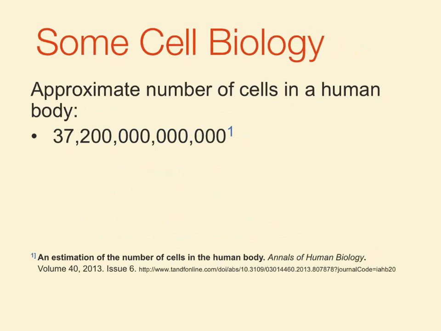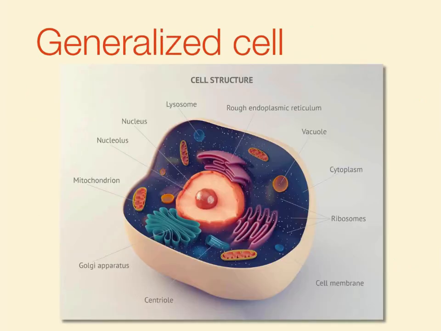All right, jumping into some biology. So here's a really interesting article written in 2013. The approximate number of cells in a human body is estimated around 37 trillion, a very large number of cells in our body. If we look at a generalized cell structure, most of the cells in our body are shaped somewhat like this. They have a nucleus where the DNA is housed, and we'll be looking more at those DNA structures in just a moment.